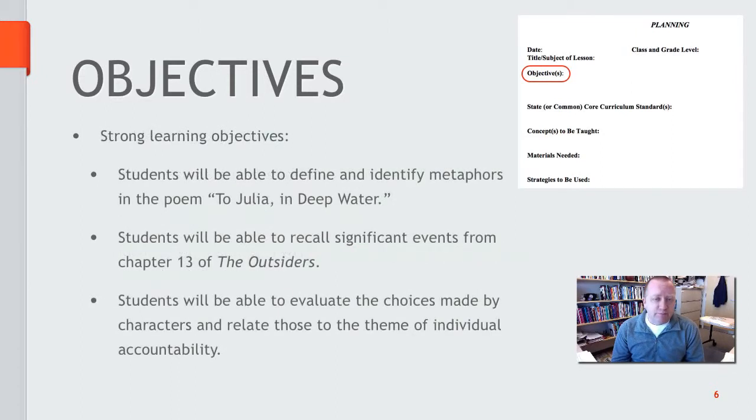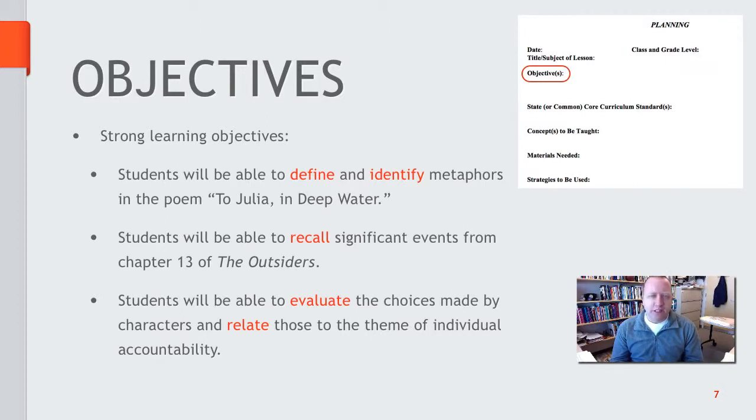Let's take a look at some learning objectives. Now, these are examples of strong learning objectives, these three. A couple of things I want you to notice about these learning objectives. First of all, look at the verbs. You'll notice that we've got nice, strong verbs, and if you think about these verbs, you can see how we might measure what students are learning here. So for example, students will be able to define metaphor. You can see how that might be assessed, probably in a more formal way. Or this verb, identify metaphors.